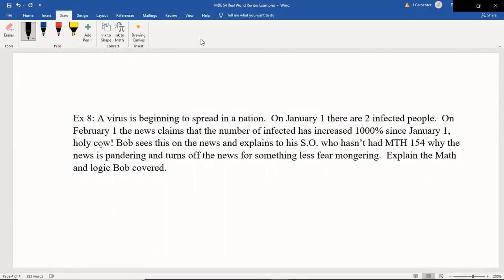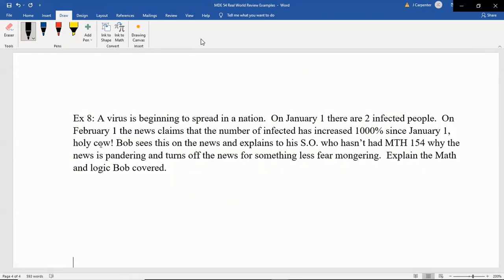Well, Bob and his significant other are watching the news in the kitchen while cooking dinner, and the significant other is starting to worry. Bob sees this news and explains to the significant other, because the significant other hasn't had Math 154, why the news is pandering, as they quite often do. He turns off the news and then turns on something much less fear-mongering. Explain the math and logic Bob covered to the significant other and why nobody should be worrying in this scenario. I'm not saying this mirrors what's been happening in our world. This is a unique scenario.